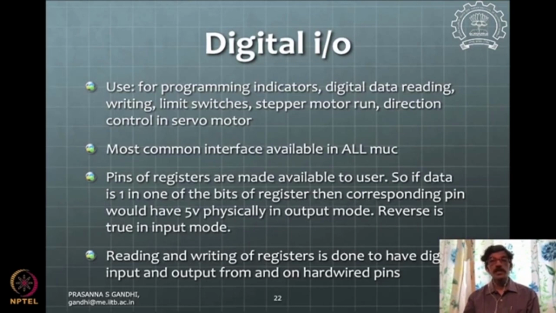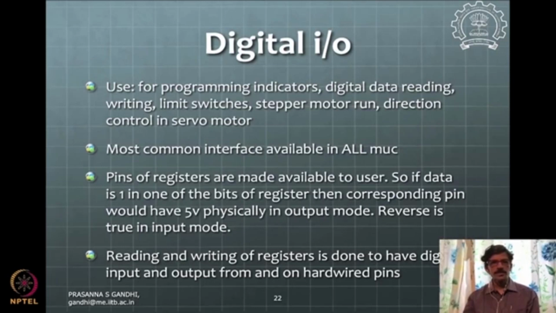Say, for example, we saw the 7-segment display in our previous classes. To program that 7-segment display, you will need this digital input output interface. By using that, you can display some numbers or some data to the user.